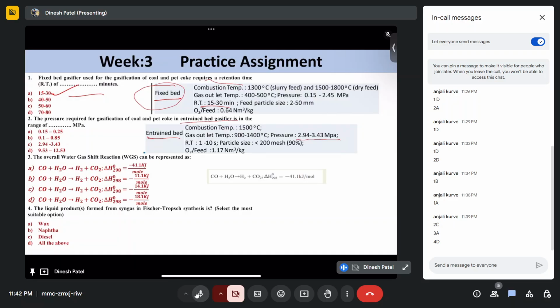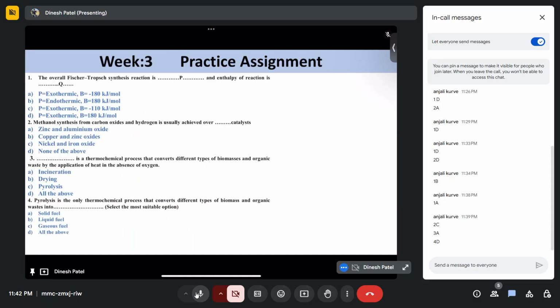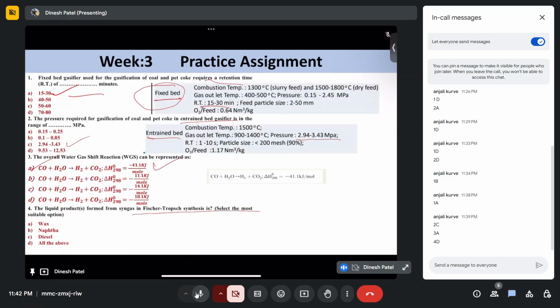The overall water gas shift reaction. You can see this is the first reaction. This is the correct one, the water gas shift reaction. The liquid product formed from the syngas in the Fischer-Tropsch synthesis is. So here the answer is you can produce all these liquid products, including biodiesel, from the FT synthesis, all of them.